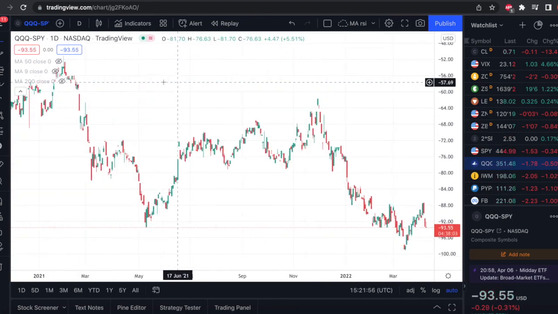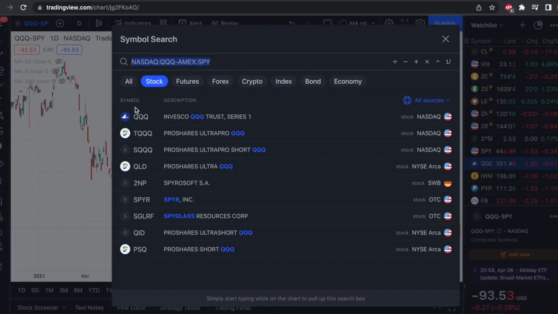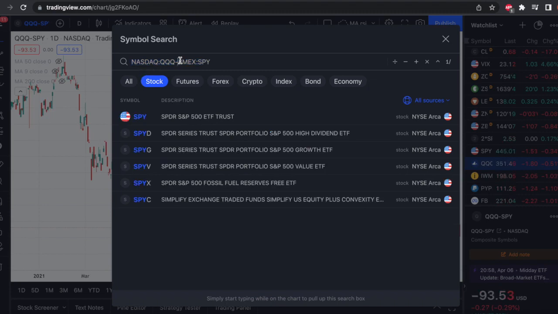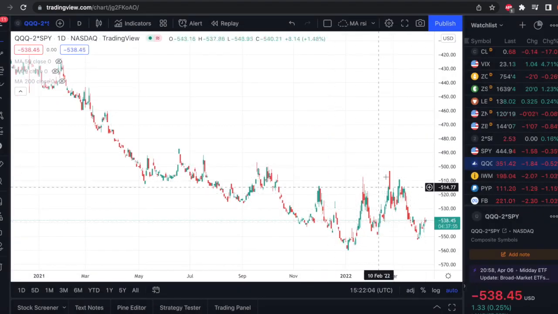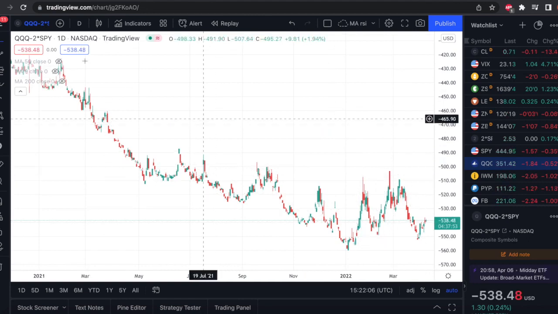Again, a pretty simple graph. Again, you can make changes to it. You can add 2 times SPY. You can do 2 asterisk SPY. So now the change will be higher. So these are some of the things you can do to mess around with. But I like to keep it simple most of the time.